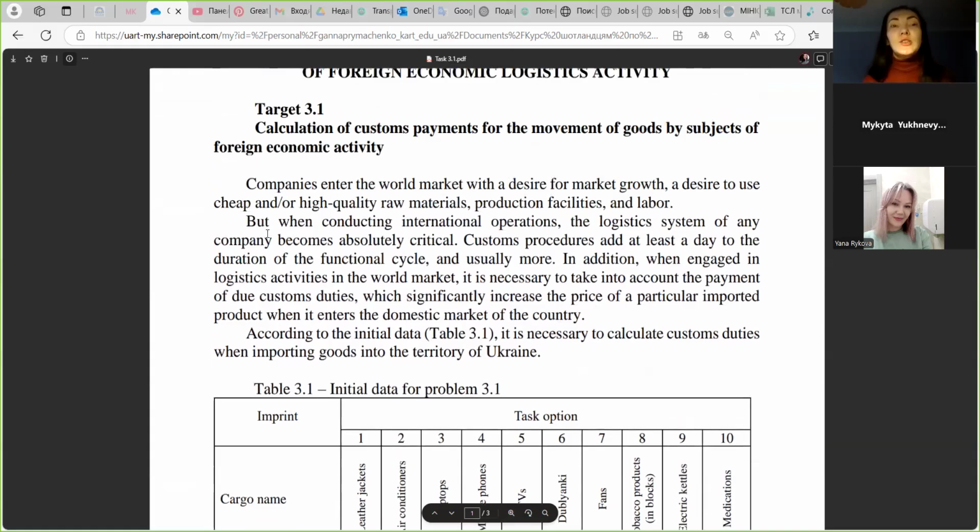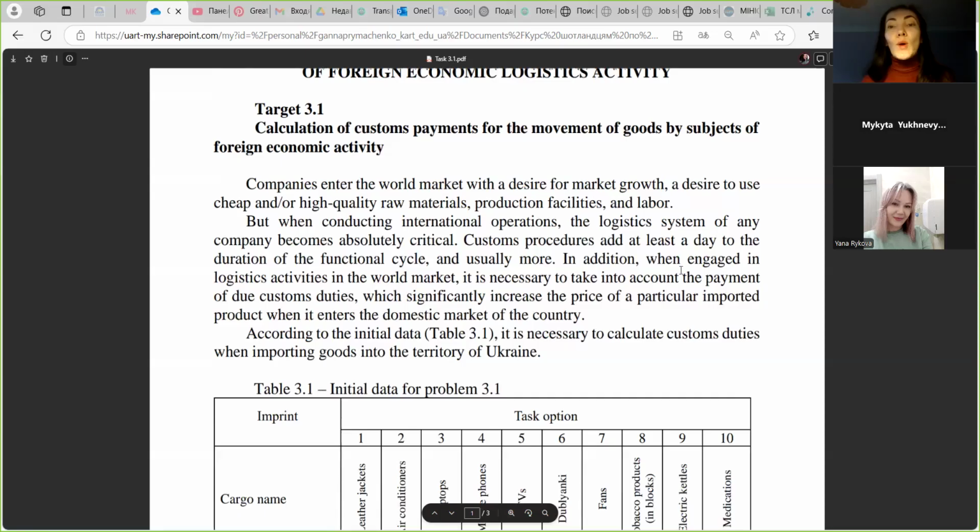So we can read this information. Companies enter the world market with a desire for market growth, a desire to use cheap and or high quality raw materials, production facilities, and labor. But when conducting international operations, the logistic system of any company becomes absolutely critical. So customs procedures add at least a day to the duration of the functional cycle and usually more.